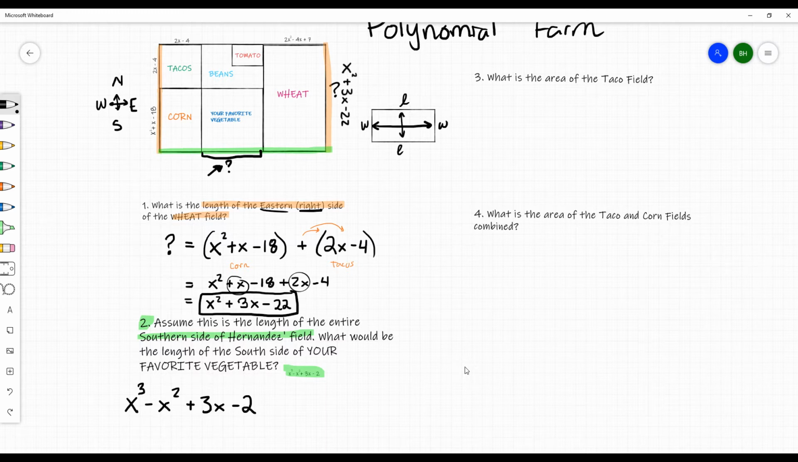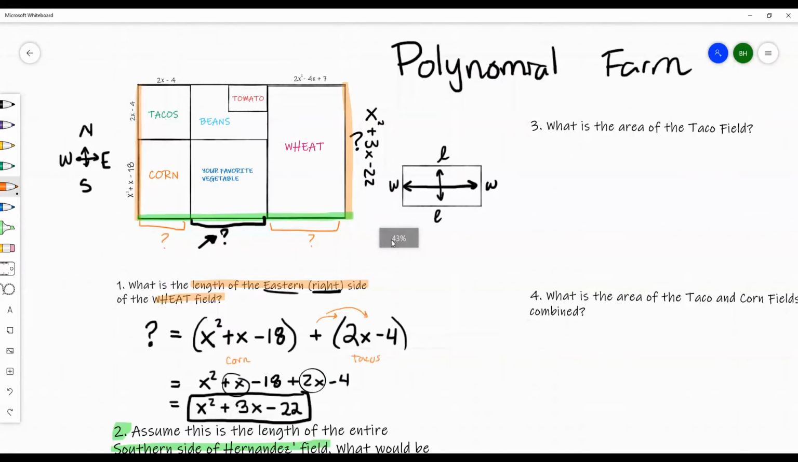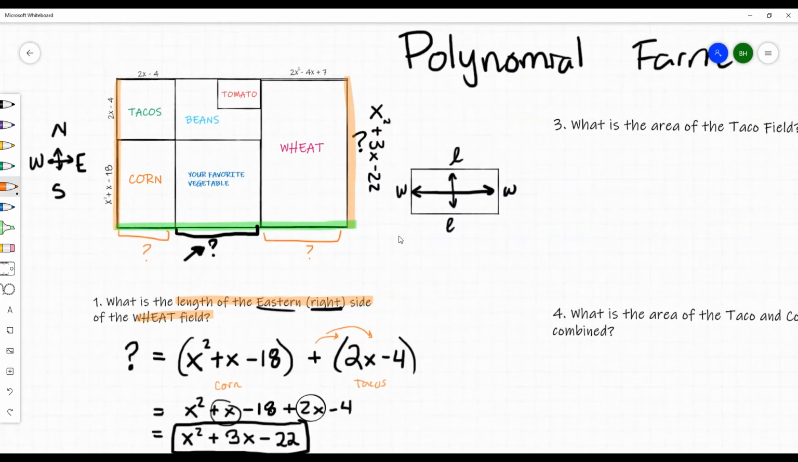We know the whole thing, and we only want this little part. So we need to know what is this and what is this? Well, because this is a rectangle and we can see the other measurements, we know that there's several measurements here. Let me zoom in so that way you can see what I'm talking about. There's several measurements here. The 2x squared minus 4x plus 7 is the same as this opposite length, and this 2x minus 4 is also the same as that opposite length.